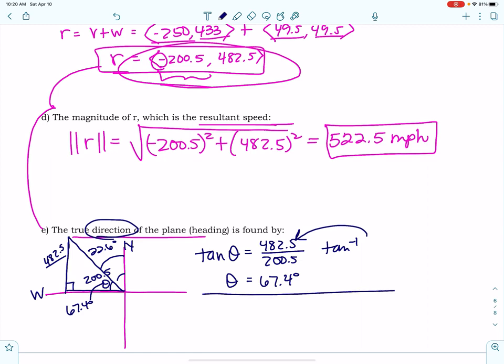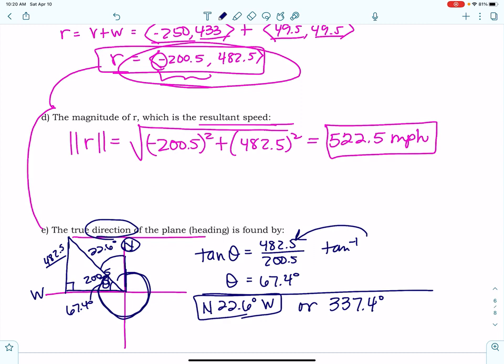Okay, so this is north and this is west. So the bearing or direction of the plane, you can think of it as north right here, 22.6 degrees in the west direction, or you can get a true bearing. Remember that a true bearing starts north and goes all the way around to the vector. So that would be 90, 180, 270 plus 67.4, which would give me 337.4 degrees as a true bearing. Either one of these works. You don't have to do both of them.